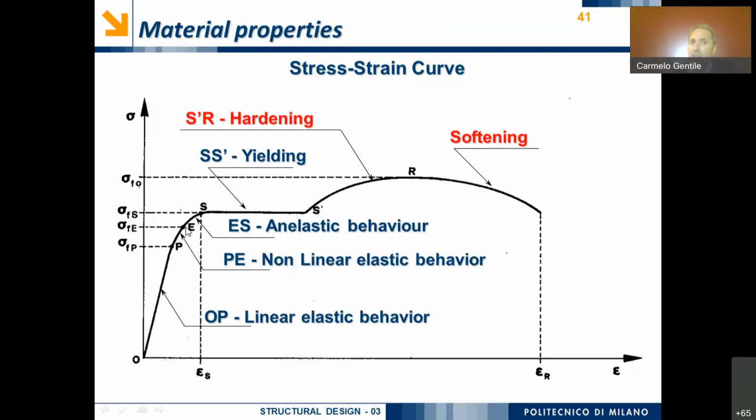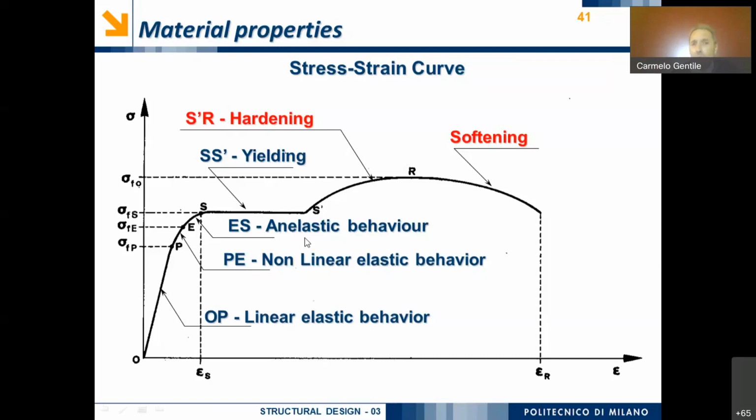Afterwards, after the point E, a non-elastic behavior begins. Okay, so it is possible to go from E until S, but if I want to unload my sample, what happens is that the curve is different from ES, and will be parallel to OP. Afterward, we have the point S. S is the yielding point. The material changes its inner properties corresponding to yielding.